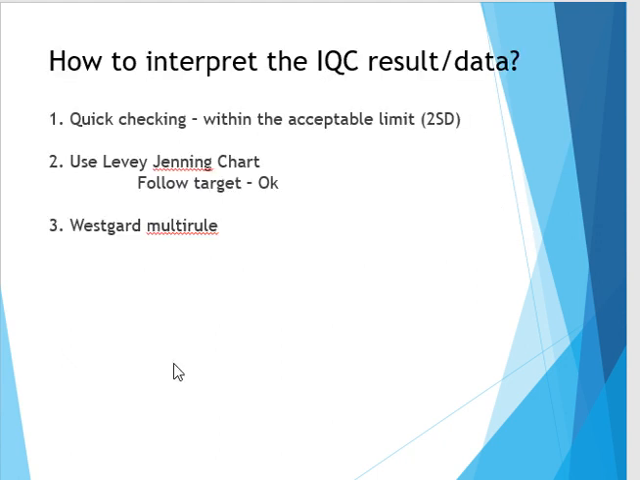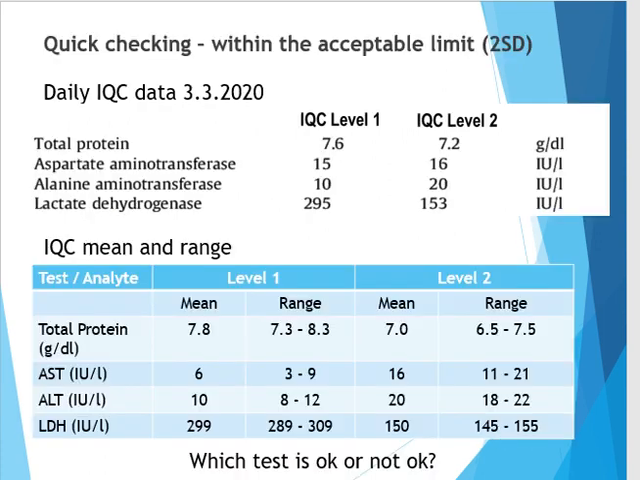So how to interpret the QC result or QC data? First, by quick checking. We just compare our QC data with the acceptable limit and true value. Second, use the Levey-Jennings chart. The Levey-Jennings chart, LJ chart, follows the target. And third, we use the Westgard multi-rule. Okay, how to check the QC using quick checking?